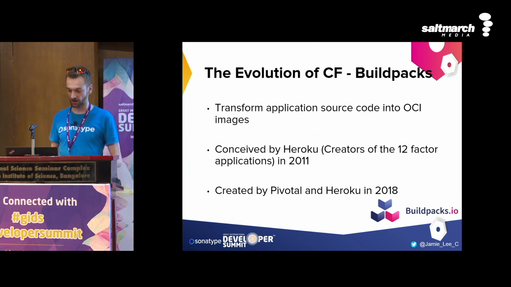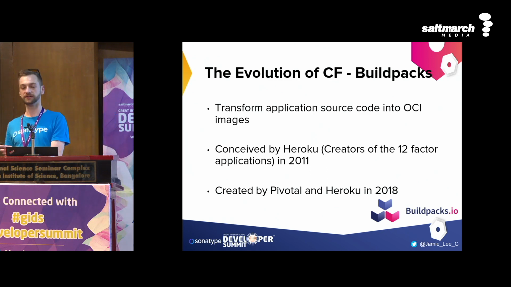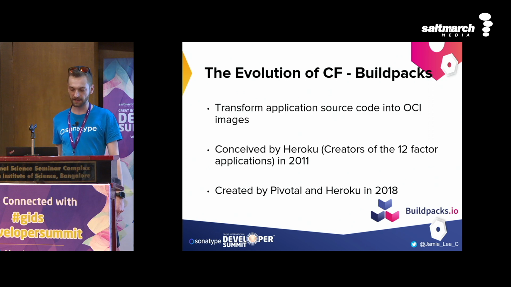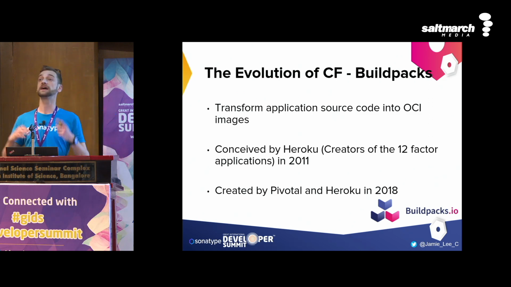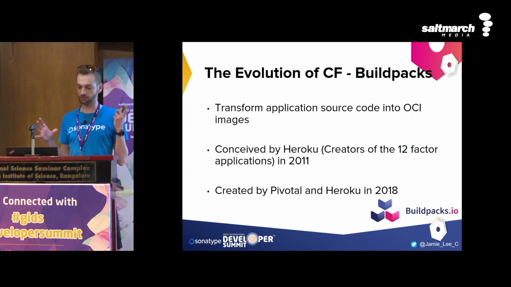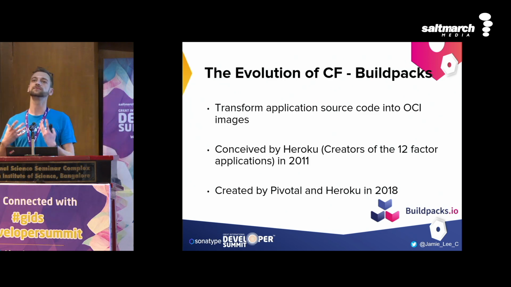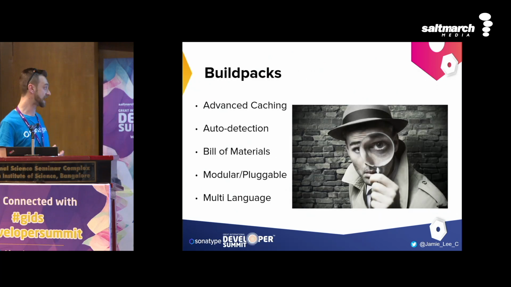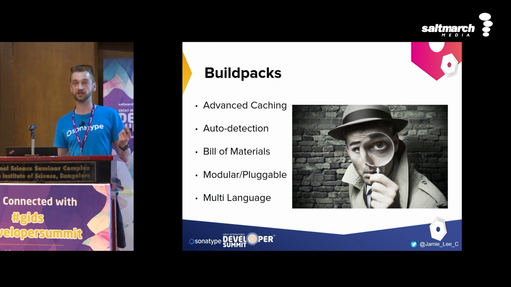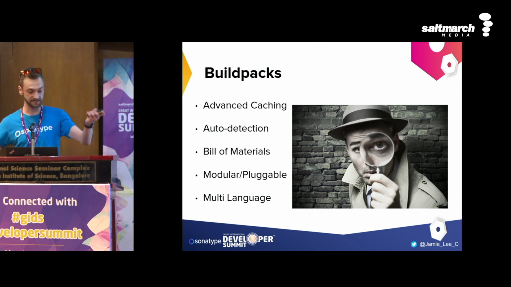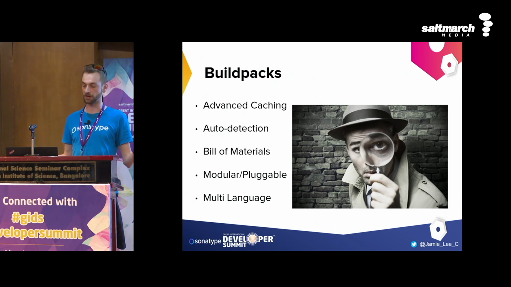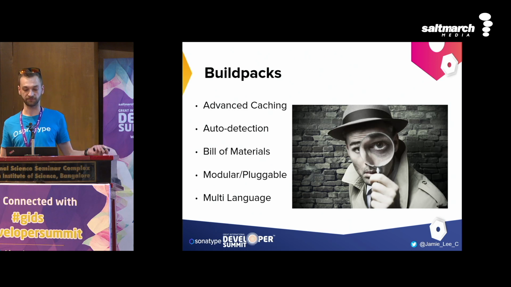So build packs kind of came from what Cloud Foundry used to do in terms of building. It was conceived by Heroku. They are the people that created 12 factors, and now 15, forgetting security. And kind of Pivotal and Heroku joined forces to create build packs. So what do build packs offer? Advanced caching, auto detection. It will produce you, like I mentioned, an SBOM. It's modular and pluggable, and it works with loads of different languages.